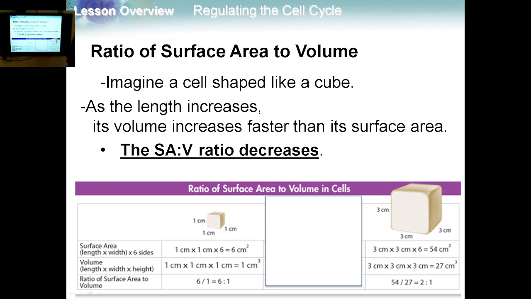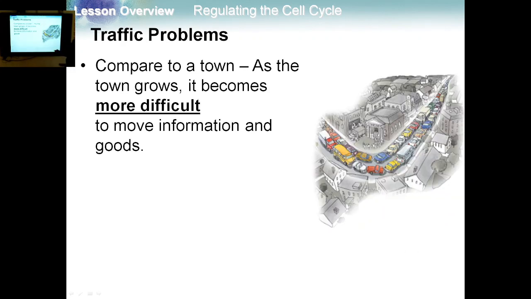Once the cube length is increased to 3, the surface area will become 54, and the volume will become 27, and then the ratio will become 2 to 1. According to the ratio between the first and the second, the ratio will decrease. And once the ratio has decreased, the information will not be enough for the cell.